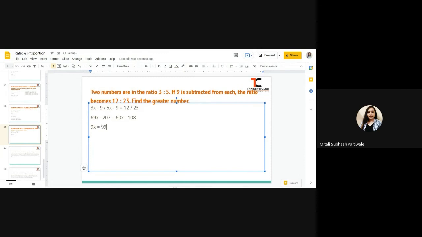This has to be 99 and x is equal to 11. Now 5x is equal to 5 into 11, which is nothing but 55.